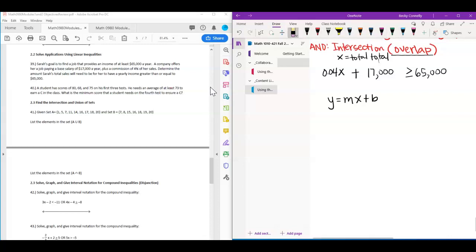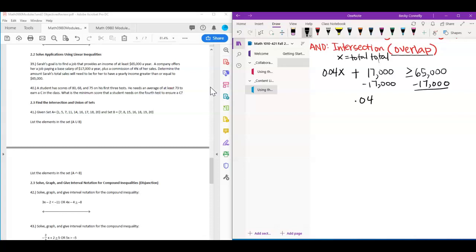I'm going to get rid of this so it's a little bit easier to solve here. But usually this is the hardest part, is setting it up. Think about what we talked about before. This is a rate, this is our start amount, and so the rate always goes with our x, because that's the thing that's changing. Depending on how much she sells, she's going to make more money. So we'll subtract that 17,000 over.